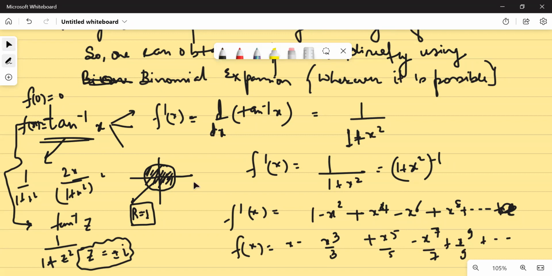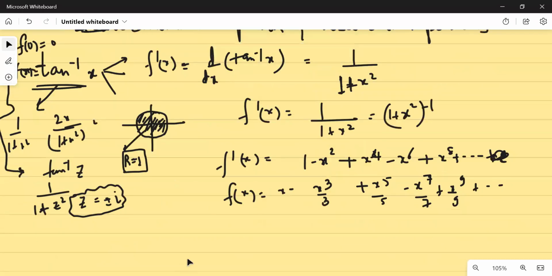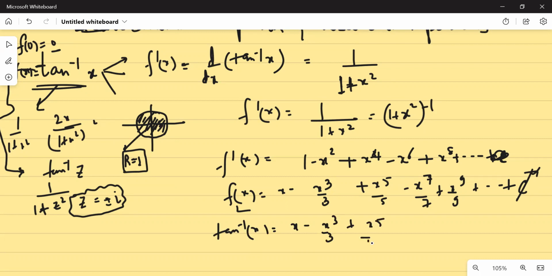Till now, I think it is clear to you. Now, since you've integrated, you just need to find the constant of integration as well. So what would be the constant of integration? Just place 0 all the way. So 0 minus 0 plus 0 minus 0, and f(0) is already 0. You can clearly see that your c will become 0. So your function, that is tan inverse x, can be written in the power series, that is x minus x cube upon 3 plus x raised to power 5 by 5, and so on and so forth.